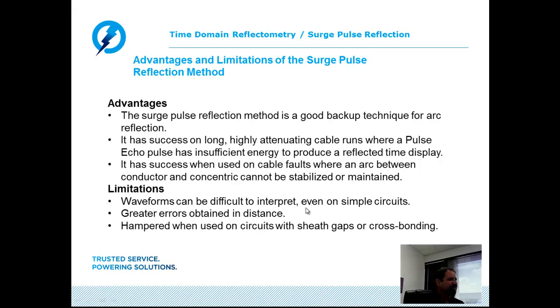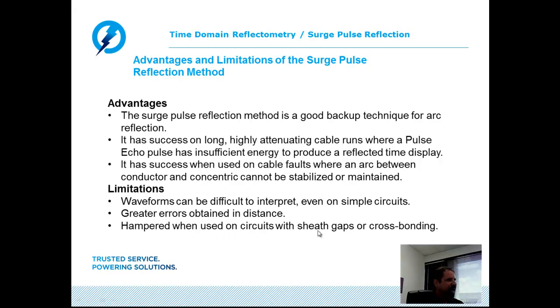Now, waveforms can be difficult to interpret even on simple circuits, so this technique normally does require a little bit of practice to become proficient with interpreting or making your measurement points. There is a little bit greater error in your distance measurements when compared to that of the arc reflection or traditional pulse echo techniques. But again, if we can very quickly take 5 miles of cable and localize the fault down to maybe 50 feet, we've done a significant reduction of the time it's going to take to find this fault.